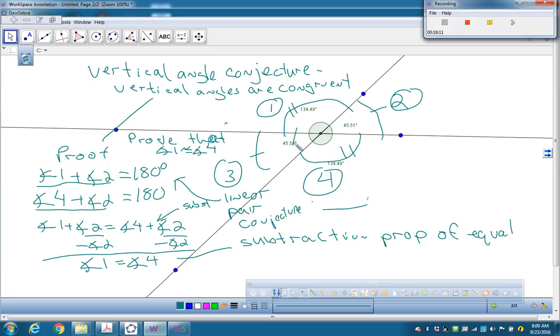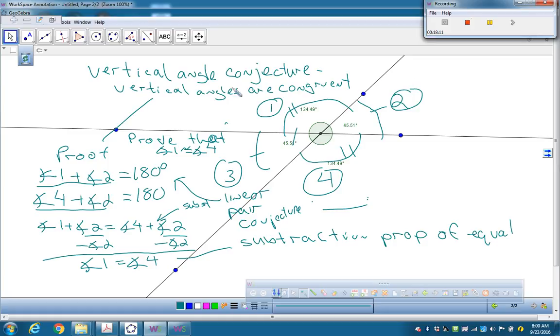Do you guys like the GeoGebra thing? Kind of cool. Yeah. All right. So I'm just going to give you 2 examples, and then you guys can start on the homework, I think. Okay?